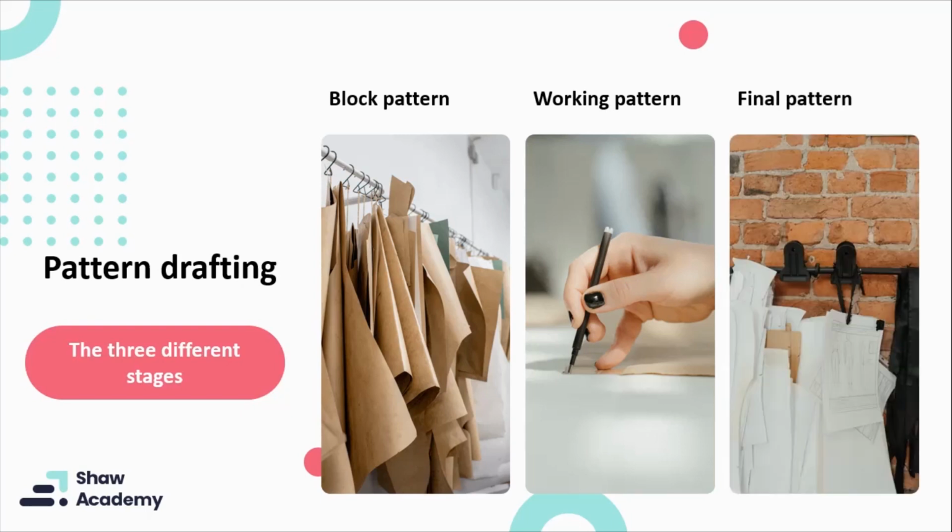The final pattern is the pattern from which the garment is made. The pattern must be clearly marked with all the necessary pattern information and construction instructions. It should also include seam allowance, pattern symbols like notches, grain lines, and drill holes, and your pattern information, which includes the pattern size, pattern name, pattern piece name, cutting instructions, and the pattern piece number.